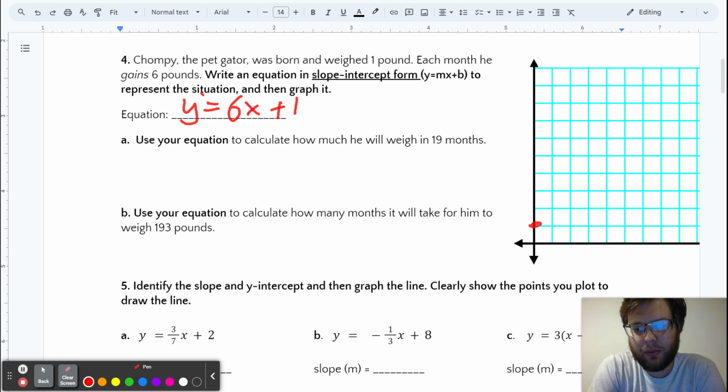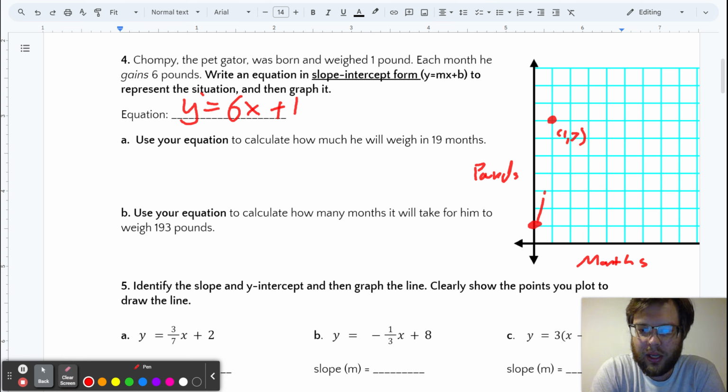So here's where the plus 1 represents. This right here is the number of months, and this right here is the number of pounds. 0 months old when he was born, he weighed 1. And then after 1 month, we have to count 6 boxes up from there. So 1, 2, 3, 4, 5, 6. So that's the point 1, 7. And then you try to draw a straight line through there.